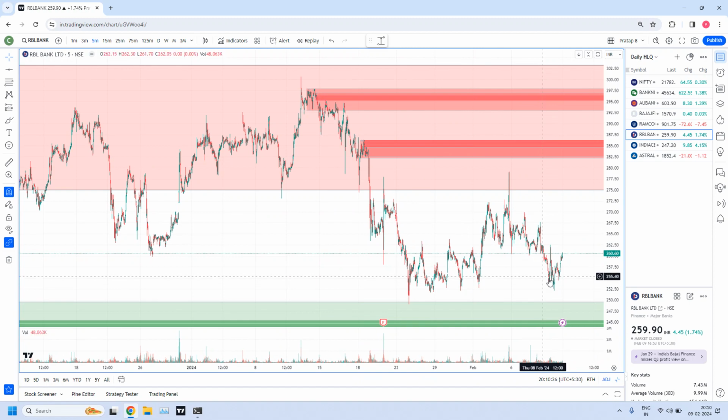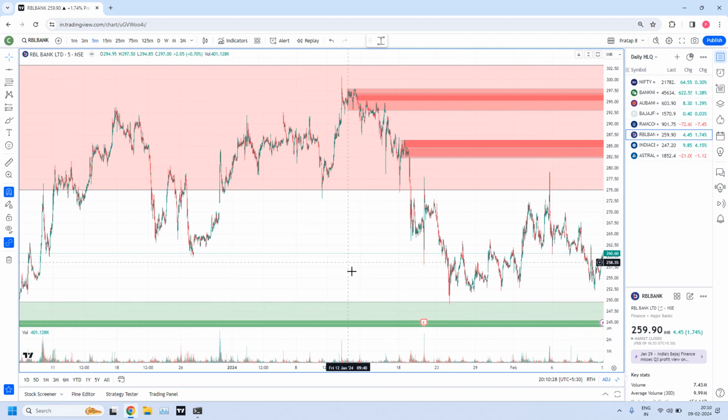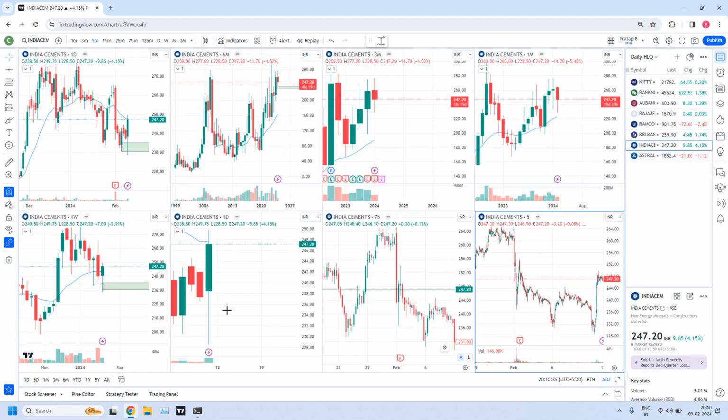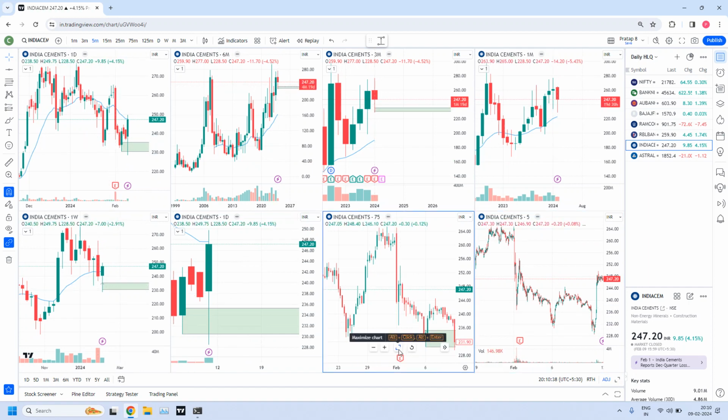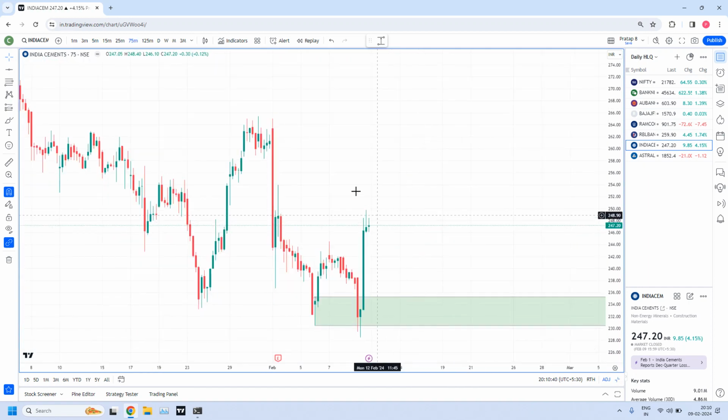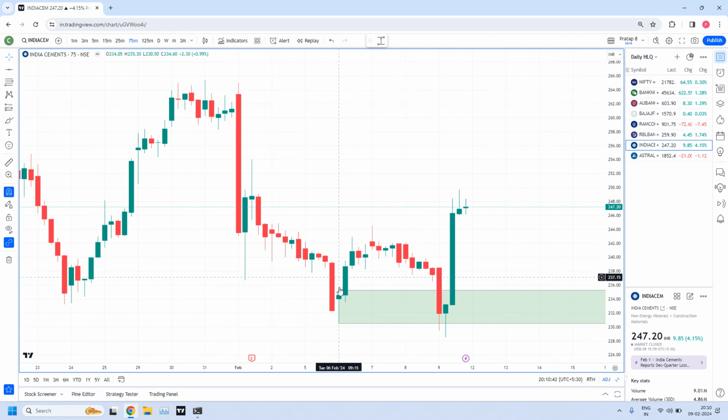But anyway, if prices did not enter into this zone and we did not get a trade, next one is India Cements. We know this zone will be violated. This is a 75-minute zone, a drop base rally. See how easily the zone is violated, it went down. After that, again institutions created a new demand, drop base rally, and pushed the price. That is a different story. But we predicted the zone will be violated. That is what happened.